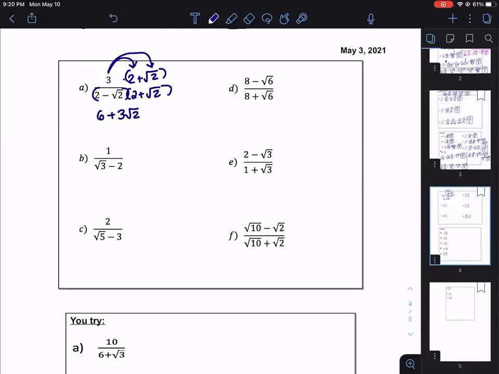And now remember, in a conjugate pair, the middle terms cancel. So we only need to multiply the first terms and the last terms. And we get 6 plus 3 radical 2 over 2. 2 is a rational denominator, so we're in good shape. Okay, and I'm just going to pause for a moment there.